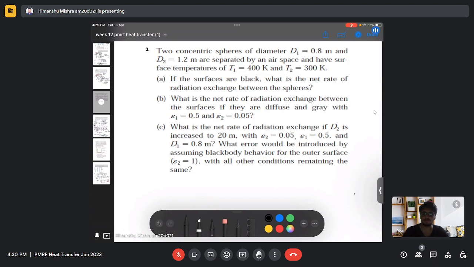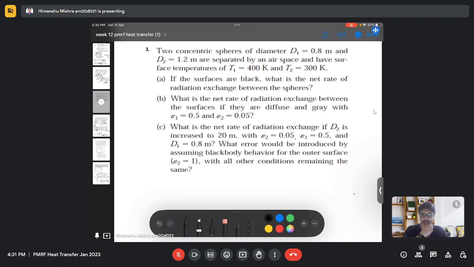In this question, the two concentric spheres of diameter D, I think no, we have not solved this. D1 is 0.8 meter and D2 is 1.2 meter, separated by air space and surrounded at surface temperatures of T1 400 Kelvin and T2 300 Kelvin. If the surfaces are black, what is the net rate of radiation heat exchange between the spheres? This is the first part.